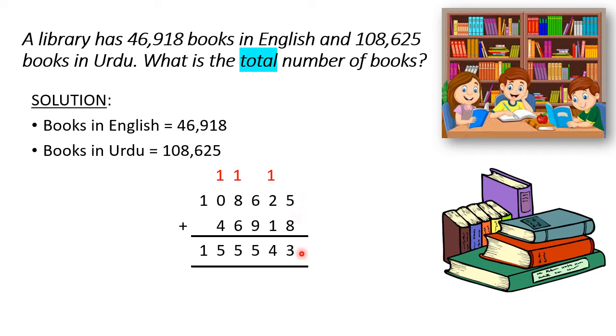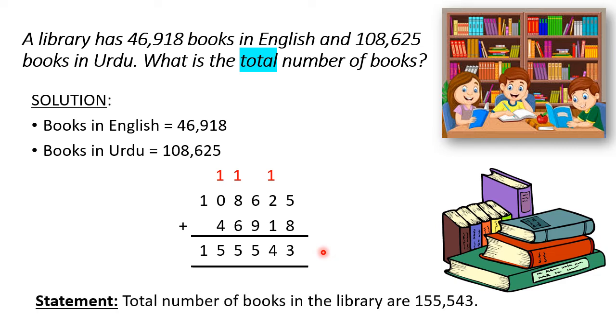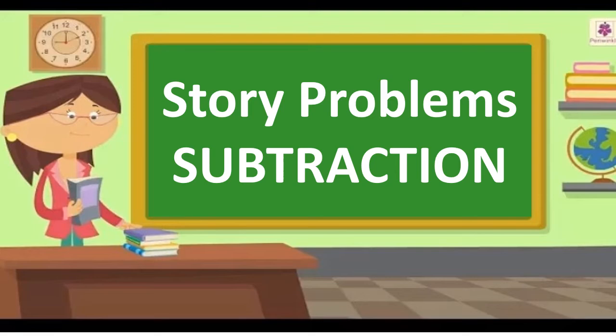Now again, we will start addition from the right side. After adding up all the digits, we will get our answer, that is 155,543. So our answer statement will be the total number of books in the library are 155,543. Now students, let's solve some story problems of subtraction.